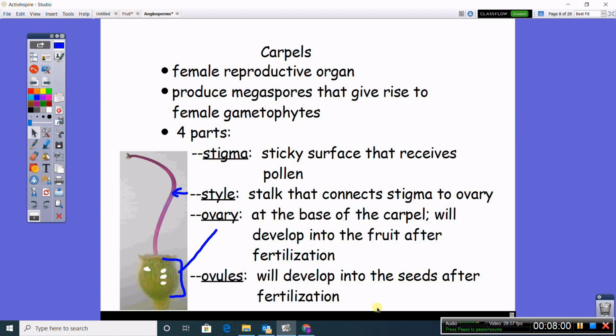And then finally, you have the ovules. So I just basically colored them in white here in this picture. The ovules are going to become the seeds after fertilization. So keep in mind from yesterday that gymnosperms still used ovules. They just didn't have them contained within ovaries.